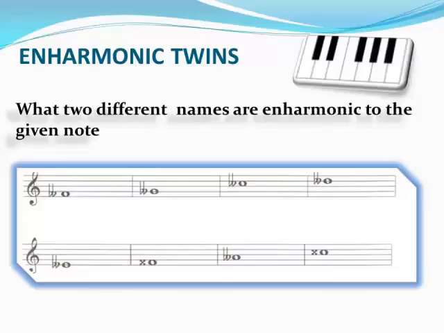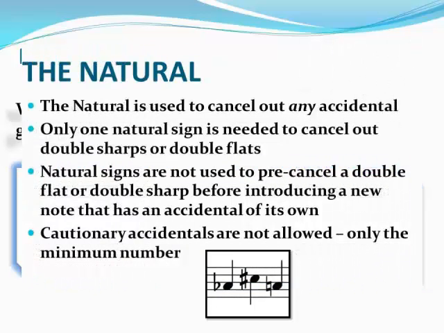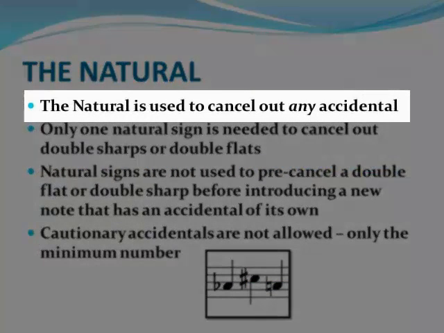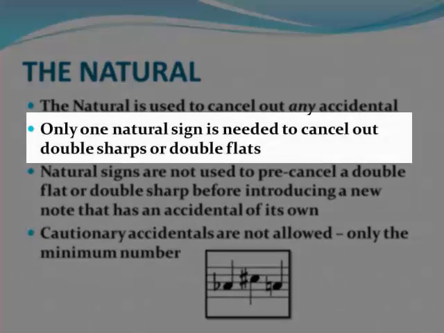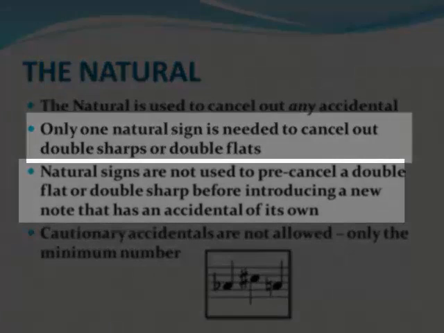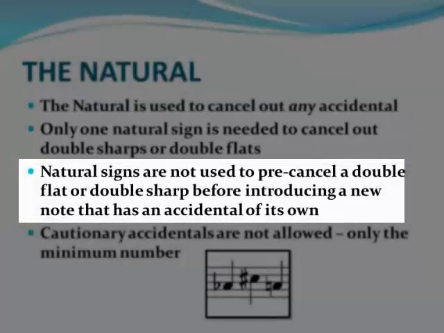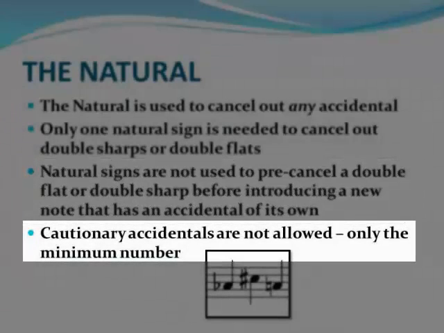I know you're familiar with the natural. The natural is used to cancel out any accidental: sharps, flats, double sharps, and double flats. If you want to cancel a double sharp or a double flat, you only need to write one natural. If you want to move from a double sharp to a sharp, you would only need to write the sharp. You wouldn't have to cancel the double sharp. That also applies to the double flat. That's what it means when it says natural signs do not pre-cancel a double flat or double sharp. Use only the necessary accidentals.